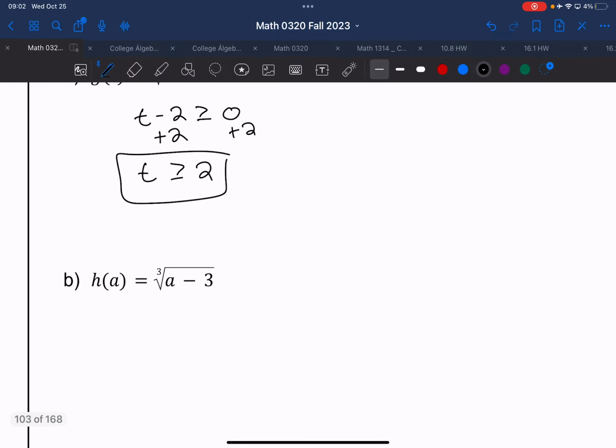Okay? Looking at B, is our function's nth root even or odd? It's odd. And what do we know about an odd nth root? The domain is all real numbers. So we don't have to do any math here. It's just all real numbers. Because it doesn't matter if our radical gives us a positive number or a negative number because of that odd nth root.